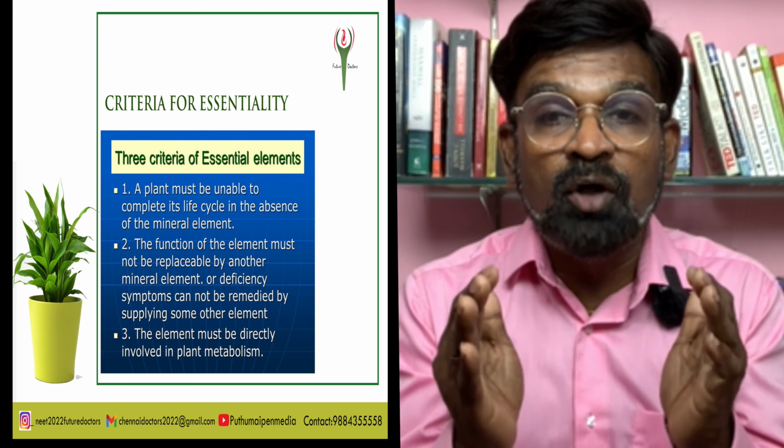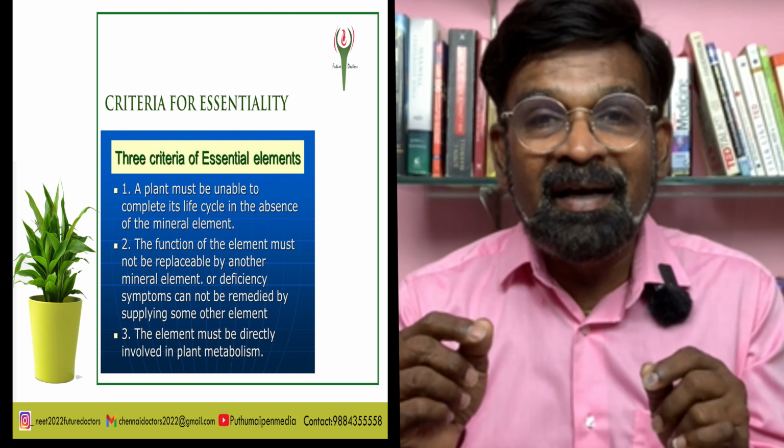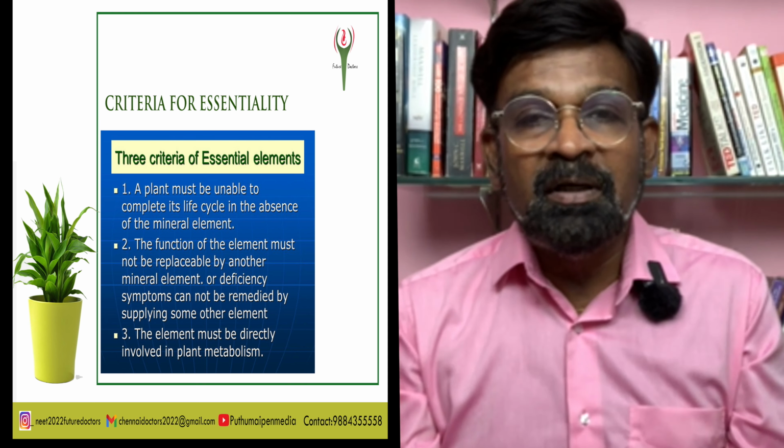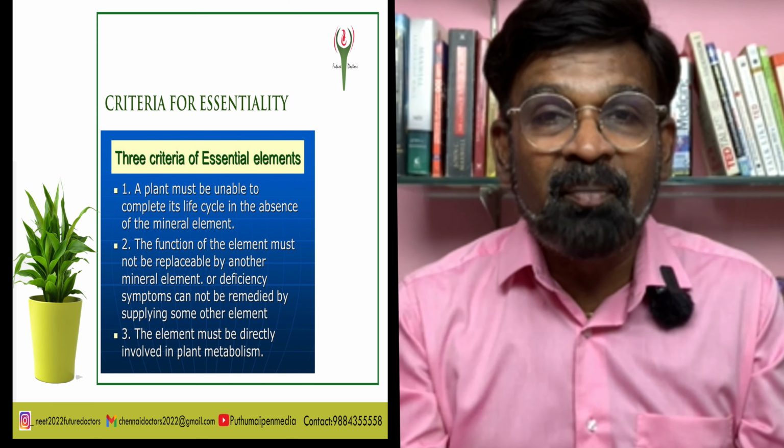The empirical equation thus determined for the total process of photosynthesis for organisms that evolve oxygen is understood as nCO2 + nH2O, in the presence of light, produces (CH2O)n + O2. Is the carbohydrate here like glucose? Glucose will have 6 carbon atoms.